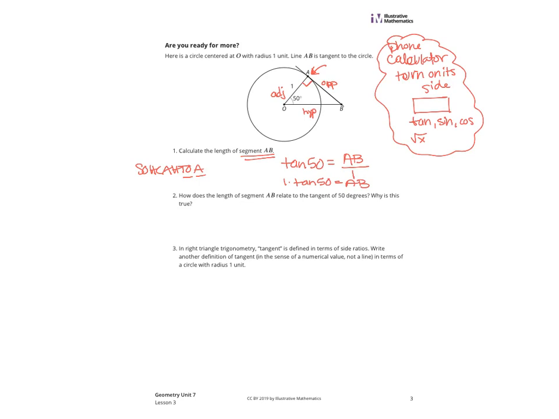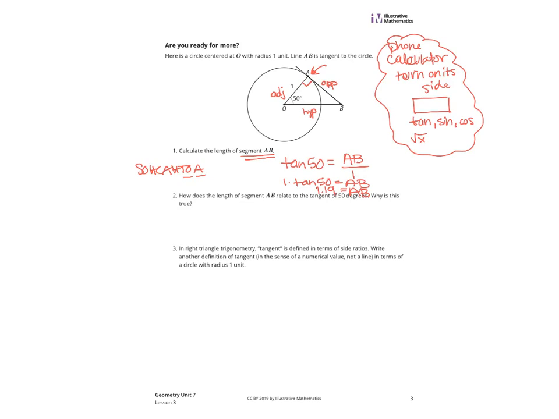So grab your phone calculator or your scientific calculator and calculate the tangent of 50. As long as you're in degree mode and you've hit your buttons correctly, you should get 1.19 for your distance of AB. So let's look at another type of problem that we sometimes see with these tangents.